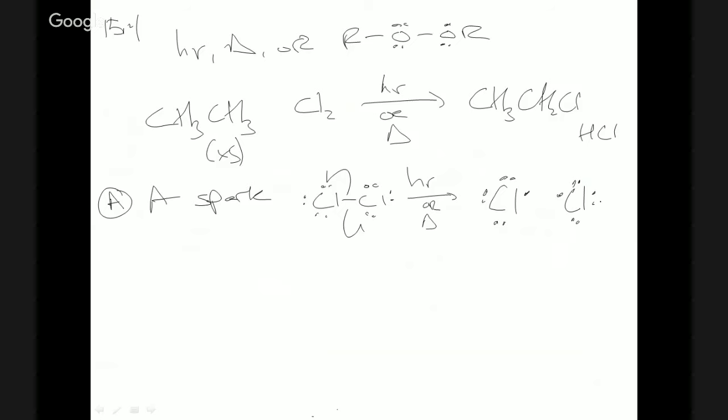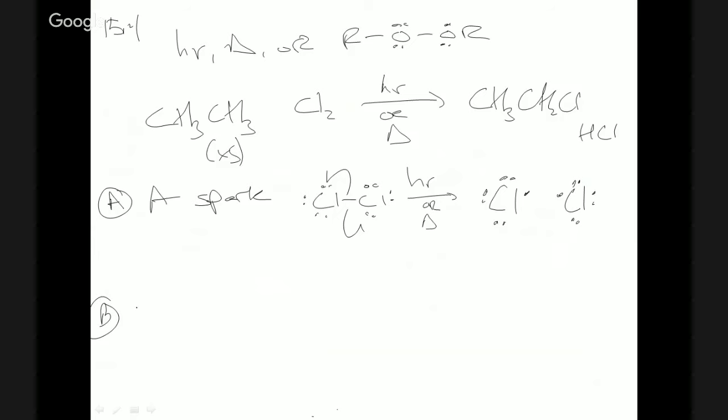And of course, there's a driving force to reform the Cl-Cl bond, and this is all part of the nuance of kinetics and thermodynamics. Okay, but this works. You pump in some energy, you break a bond, you get initiation. Now, if that was the end of the story, it would terminate. We'll get to termination. It would just go back. Okay, but it doesn't because you have other things in there.